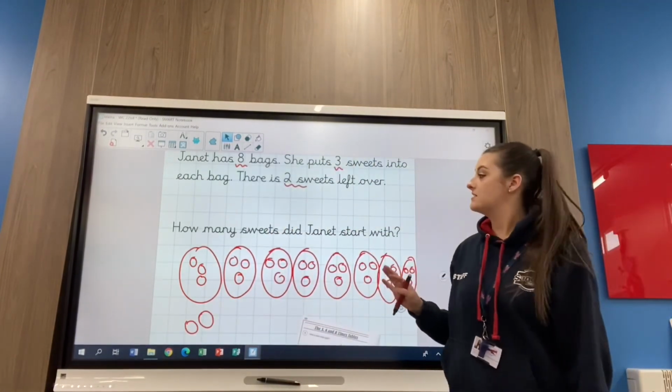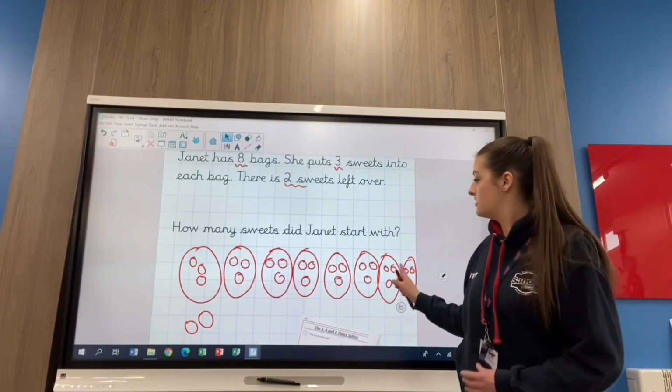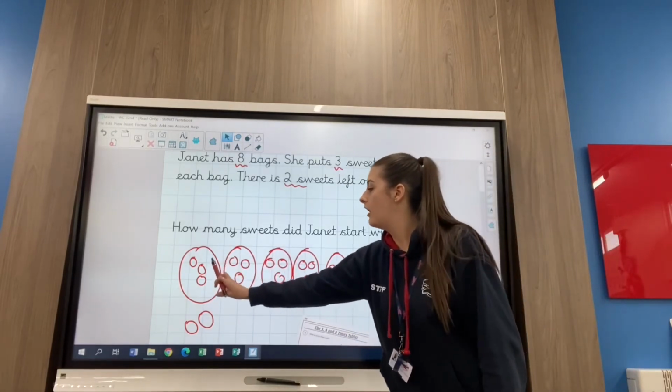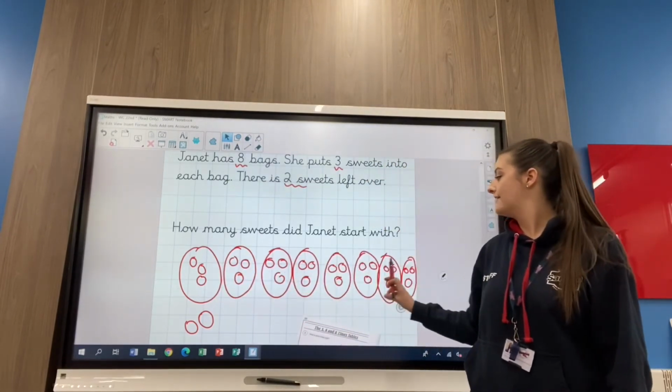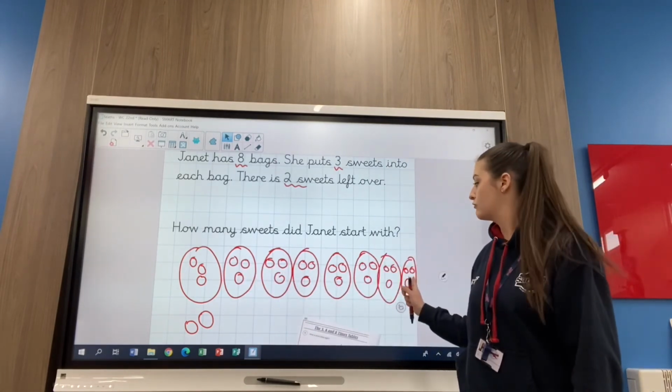So how many sweets did Janet start with? So before she put all these sweets in a bag, we need to count up all the sweets. Now if you have a look, I've got 1, 2, 3, 4, 5, 6, 7, 8. I've got 8 lots of 3 sweets.